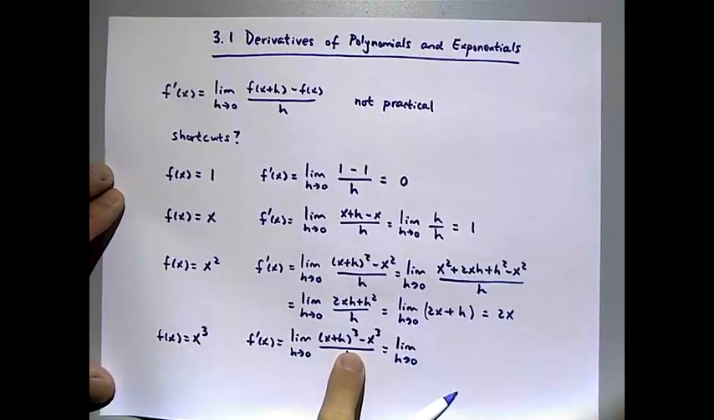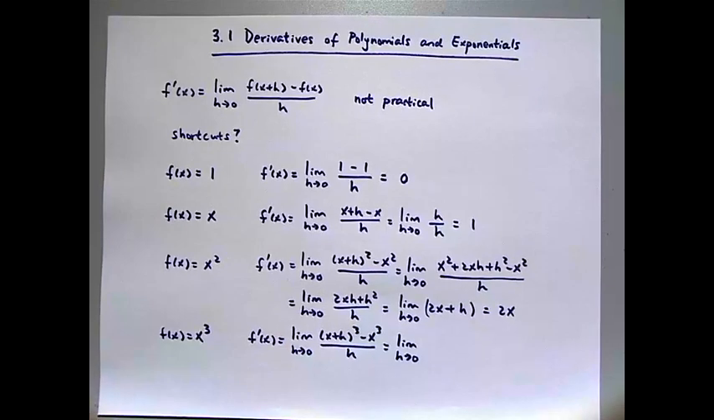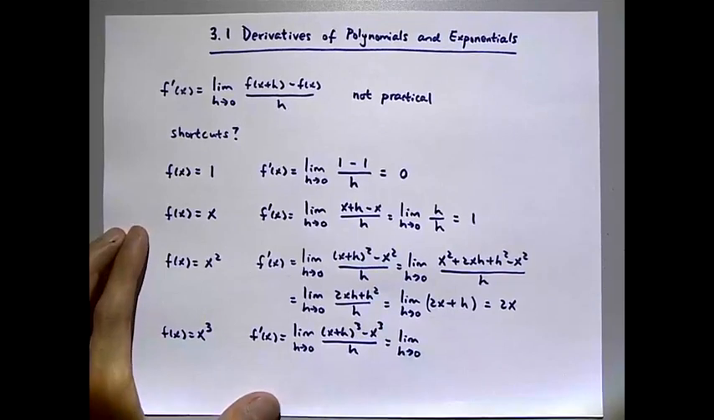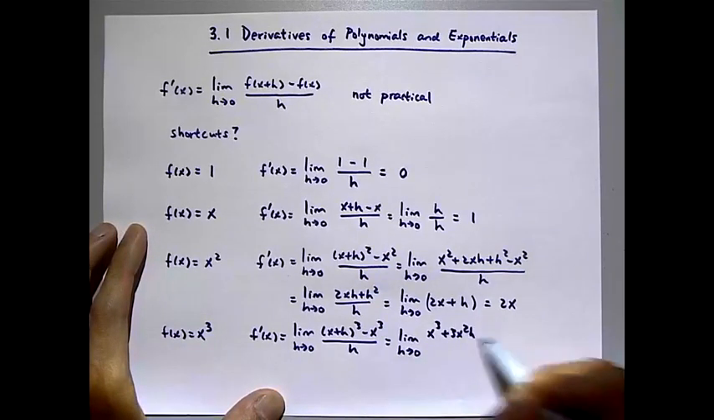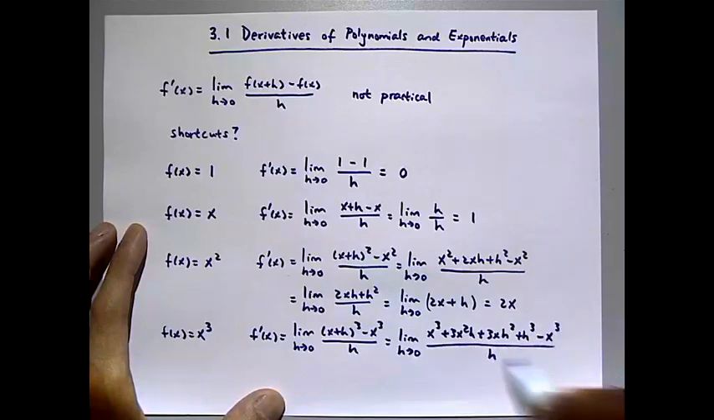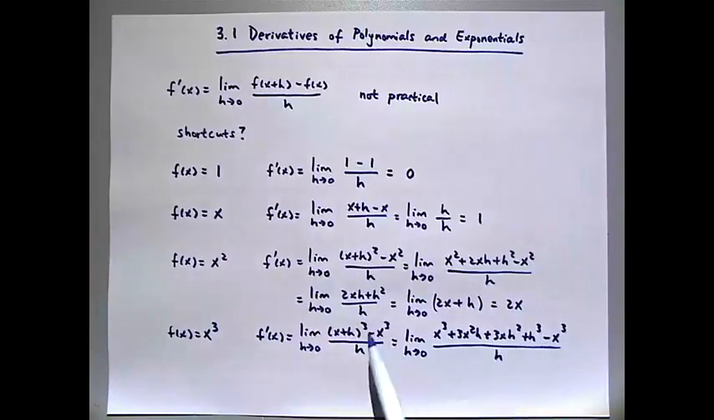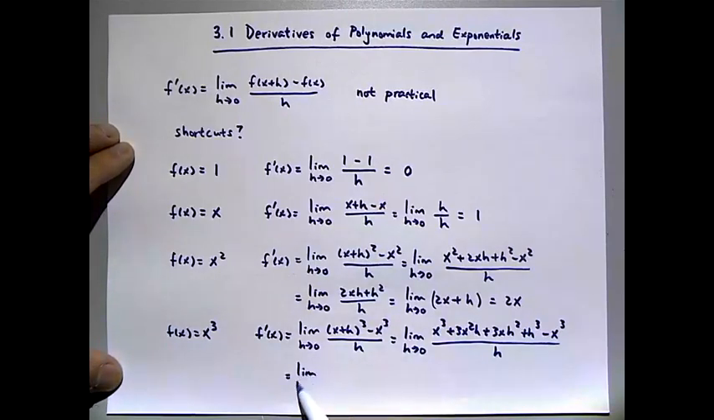X plus h cubed, that's still doable. But if you get to x plus h to the fourth or seventh power, for example, it gets pretty ridiculous. But cubed is still fine. X cubed plus 3x squared h plus 3xh squared plus h cubed minus x cubed, over h. And by the way, you can use Pascal's triangle to get x plus h to any power, actually. But that's not really important.